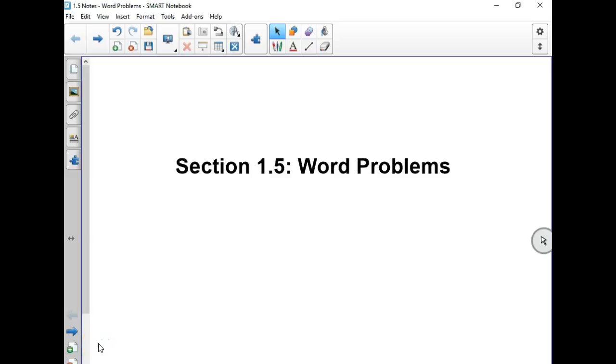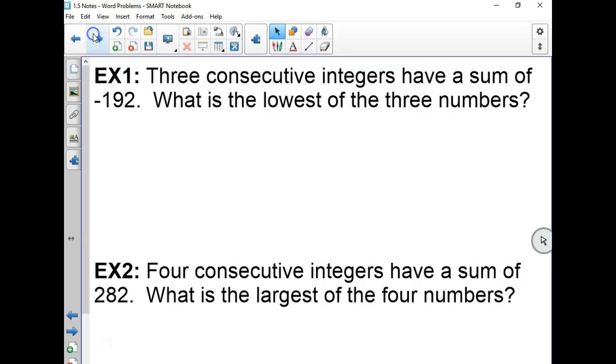Okay, in this section we're going to do some word problems with different equations. So let's look at the first type of word problem that we're going to see, and these are our consecutive integer problems. And we're going to solve all of these problems in a similar manner.